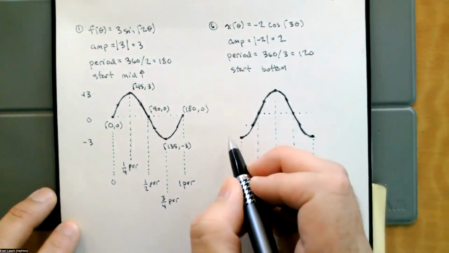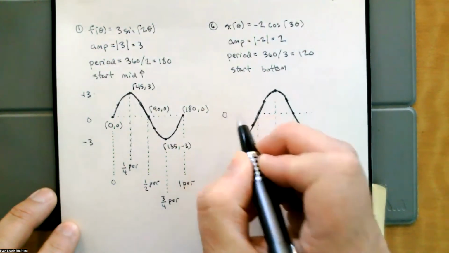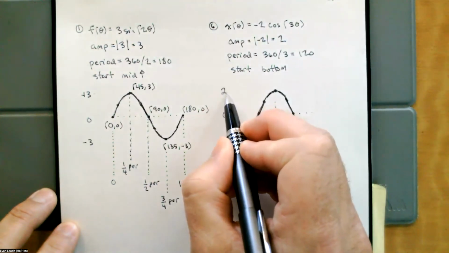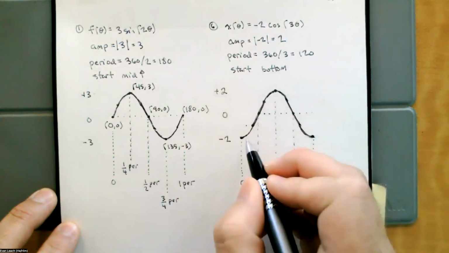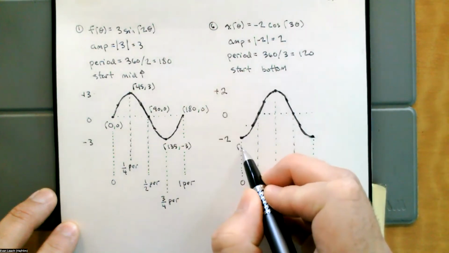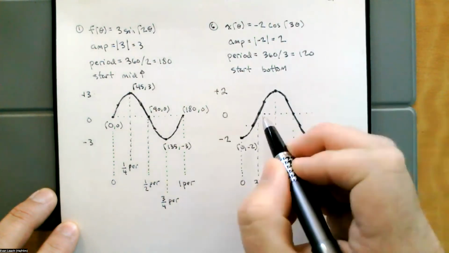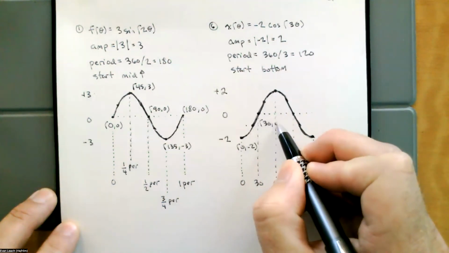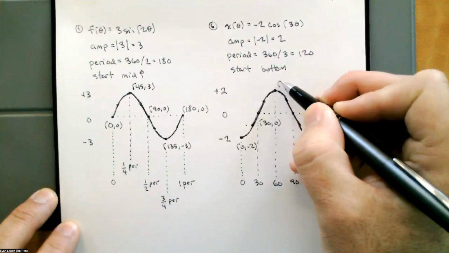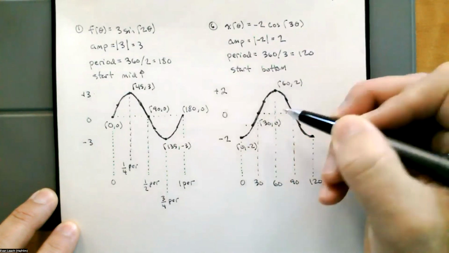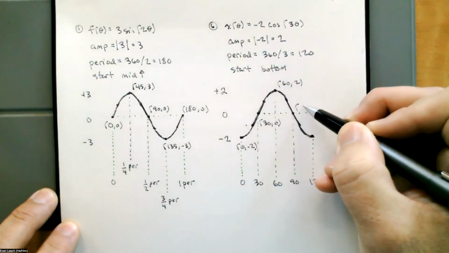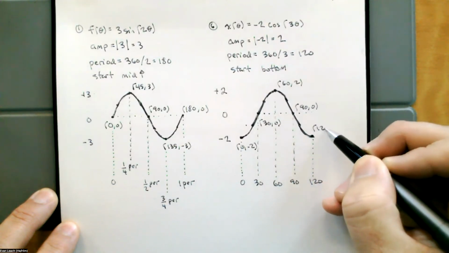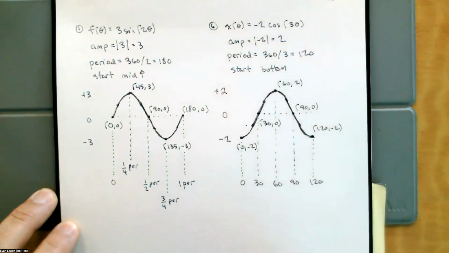Now, in this case, the middle is at 0 as usual, but the bottom is at -2 and the top is at +2. So this point down here will be 0, -2. This point at the middle going up will be at 30, 0. The point at the top will be at 60, +2. The middle going down will be at 90, 0. And then the 120 happens at 120, -2.